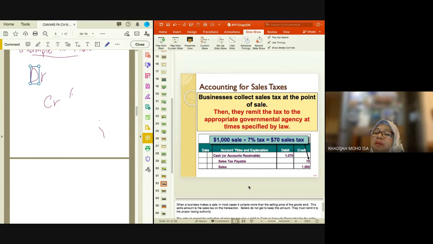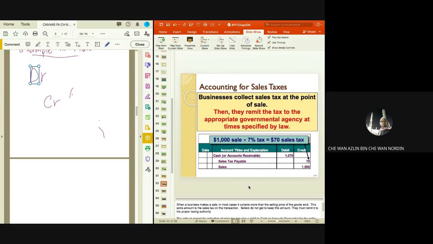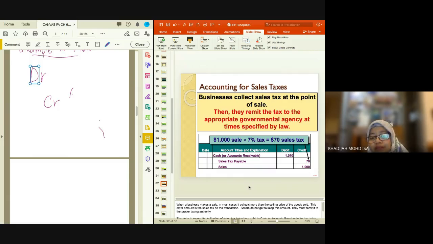But remember, the sales tax does not go into the pocket of the company. The sales tax belongs to the government. As a company, you just collect the tax on behalf of the government. So whatever you collected is a liability. The sales tax that you collected is actually a liability to you, because the money that you receive, you have to pay to the government later, in this case the Royal Malaysian Customs.